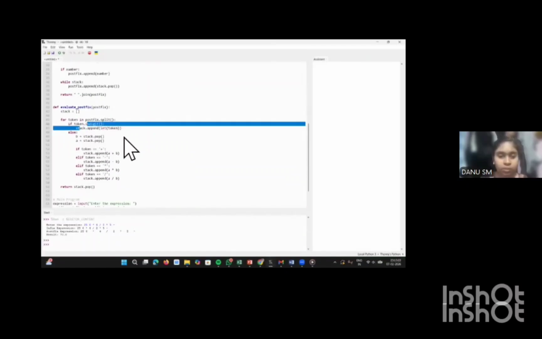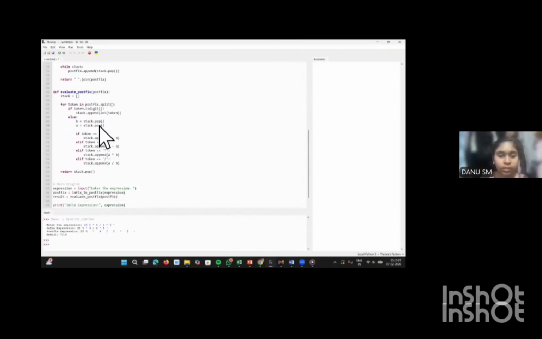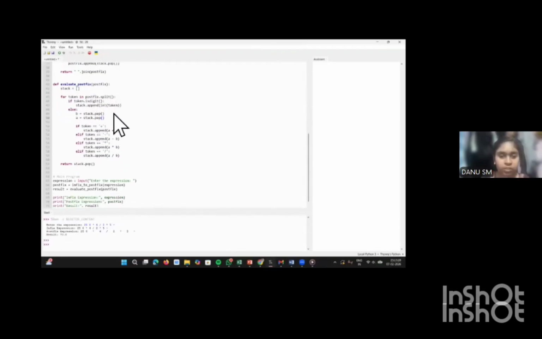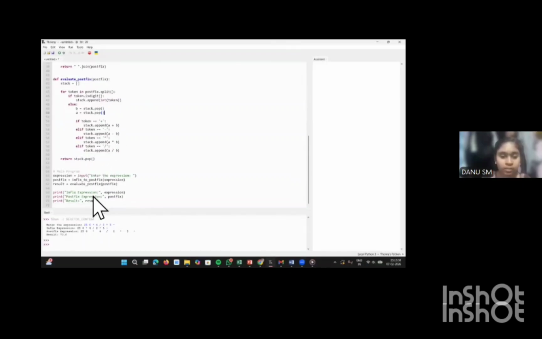In the converted expression, it checks the digits and operators, then performs the operation on the operands, and then it returns the answer. The expression which I took previously as an example, that one only I have taken here. The answer will be the same as how we did it in the stack.